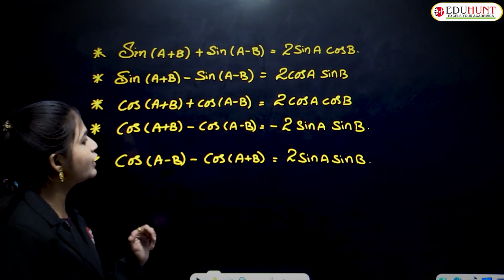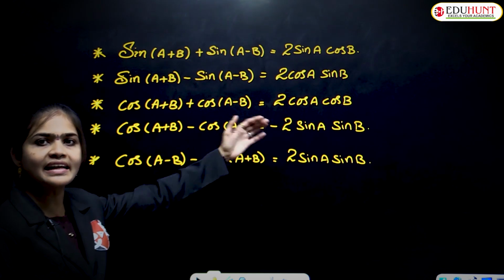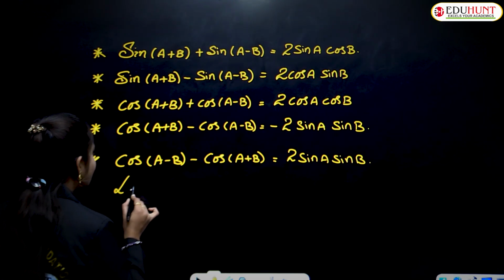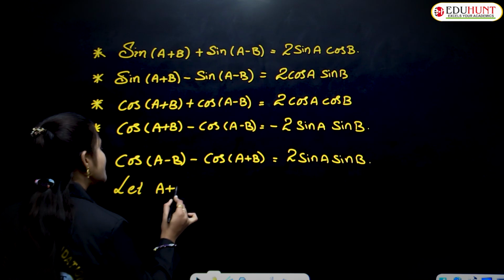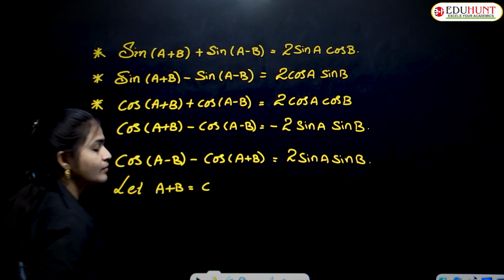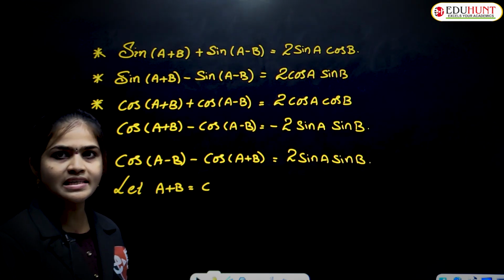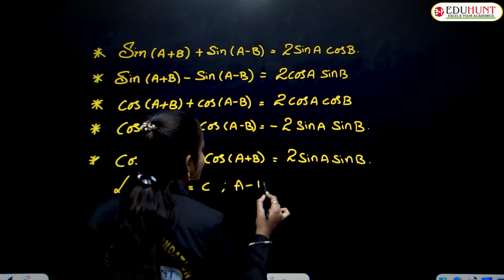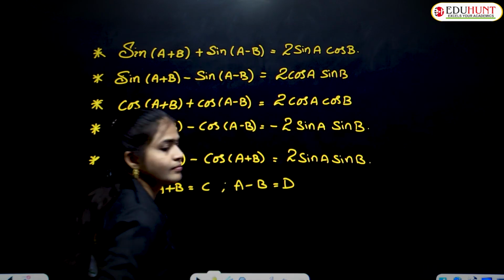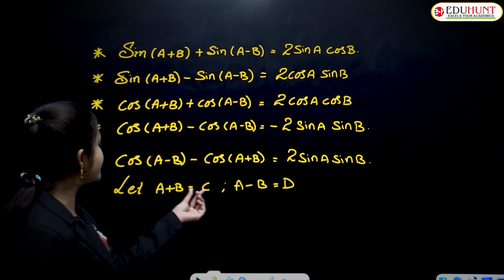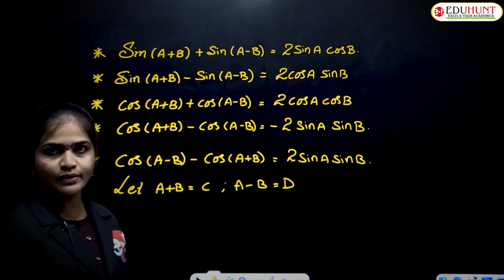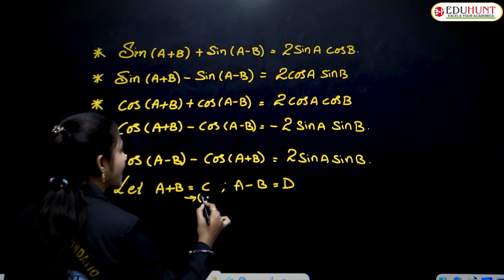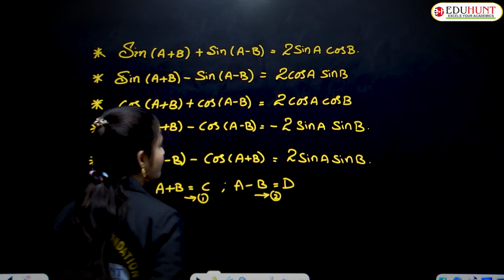So why did you write this here, madam? Already I told you, here we will see transformations. So I want to take, let a plus b be equal to some c. A plus b is equal to c, and here a minus b is equal to some d. Okay, I have taken a plus b is equal to c, a minus b is equal to d. This is equation number 1 and this is equation number 2.